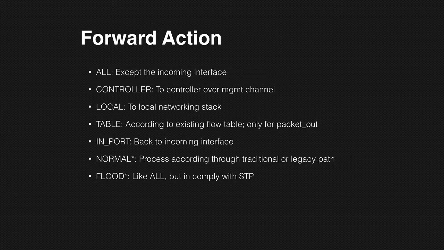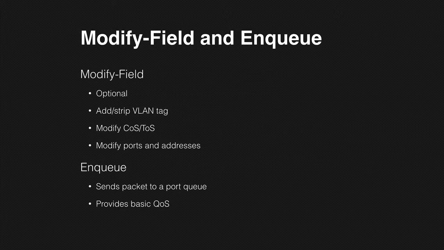You can see that the normal destination as well as flood are marked as optional. That is because normal naturally requires the switch to have some sort of an inbuilt control plane, a traditional or legacy path for flows to be processed. And flood, again, requires the switch to support the STP protocol and all the required messages and state handling inside. These types of destinations are a good example of how not all OpenFlow features are actually available in every device. Among other important actions are modify field and Enqueue.